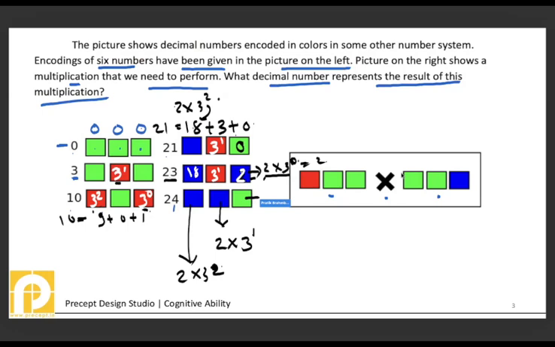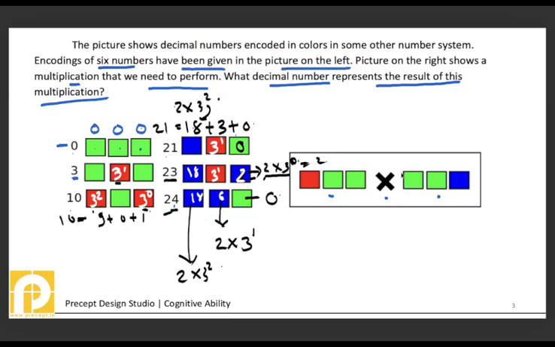And we already know this is 0. So 2 into 3 raised to 2, I'll just write it clearly, is equal to 18. This is 6. 18 plus 6 is 24. So that also adds up here.